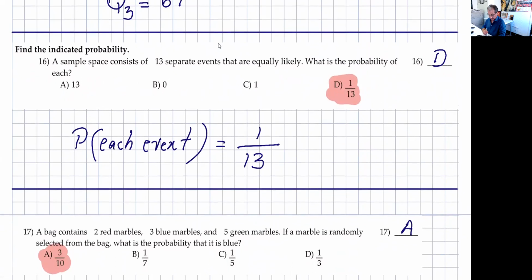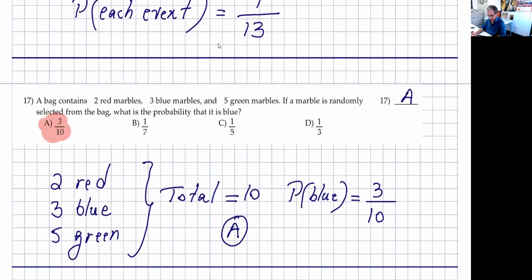Number 17. A bag contains 2 red marbles, 3 blue marbles, 5 green marbles. If a marble is randomly selected from the bag, what is the probability that it's blue? Let's take a look at the solution. 2 red, 3 blue, 5 green. Total we have 10 marbles. P of blue is going to be 3 out of 10. That's pretty straightforward. So the answer is A.